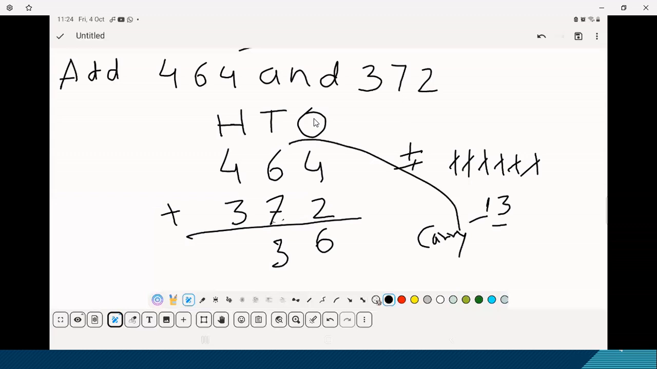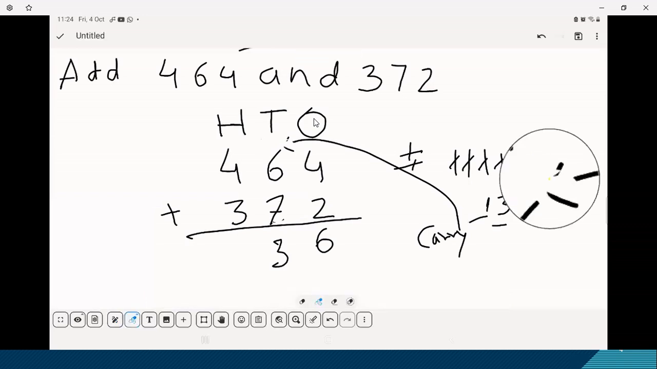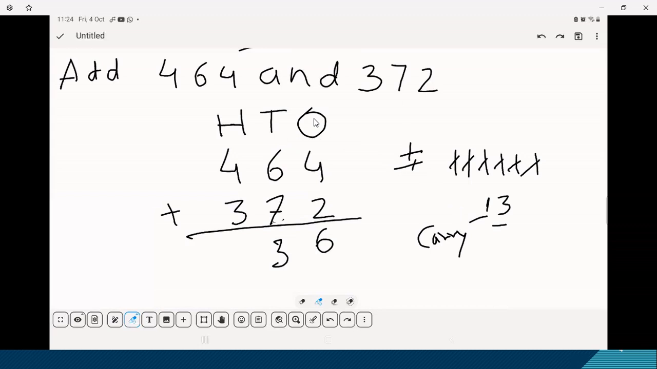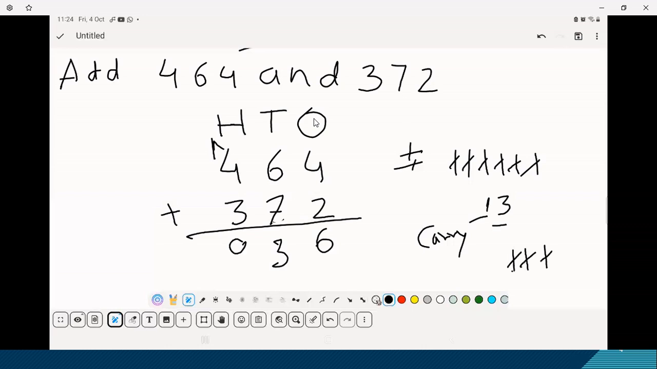This carry is going to add with the next group, that is the tens group. Sorry, the next group, which is the 100 group. So this one is going to add with the 100 group. And 4 plus 1 is the next number, 5. Now 5 plus 3. Count 3 after 5: 6, 7 and 8. That will be 8. So the answer will be 836.